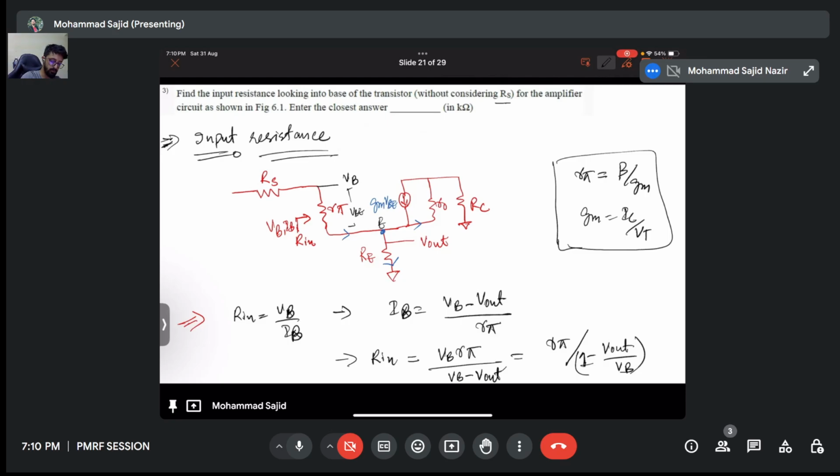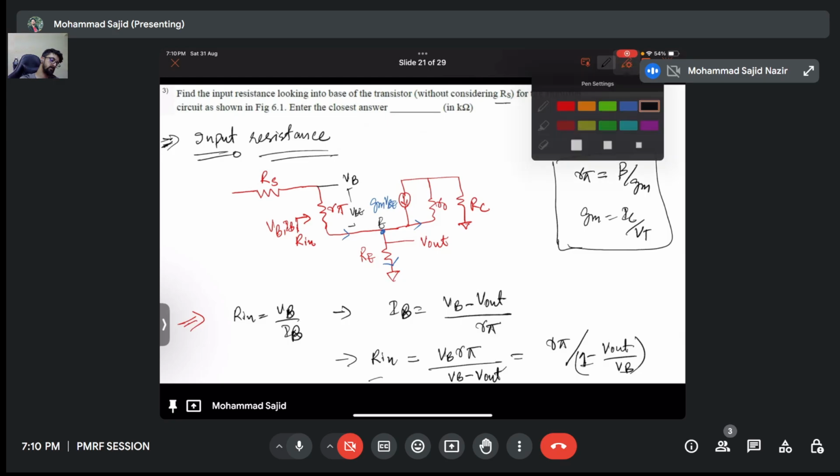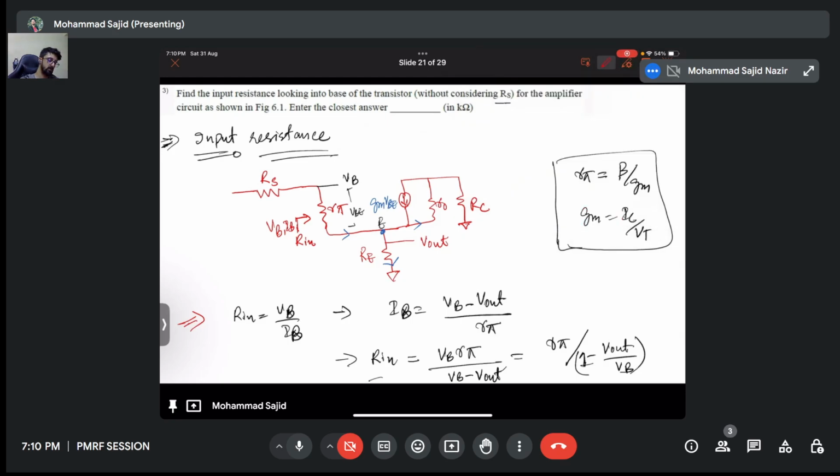Now, if I know this value, I can substitute it here and calculate my R input. V out by VB is 0.995 and R pi is beta by GM. Now you know GM, R pi will be beta by GM, and you can calculate this value. Okay, so we'll just write the answer. It comes around 1 mega ohm.